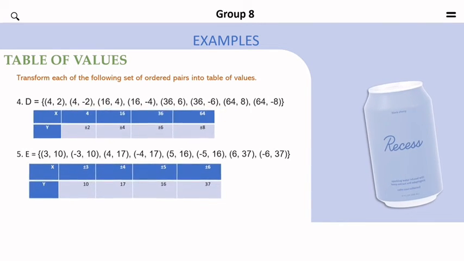Number 4. The x is 4, 16, 36, and 64, while the y is positive negative 2, positive negative 4, positive negative 6, and positive negative 8. Number 5. The x is positive negative 3, positive negative 4, positive negative 5, and positive negative 6, while the y is 10, 17, 16, and 37.